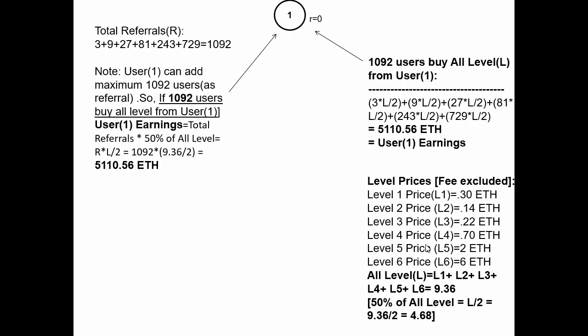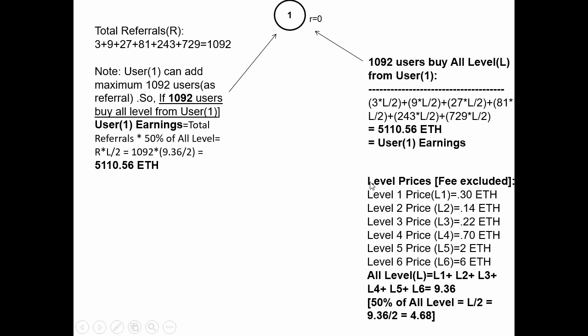This is the main slide, I believe. You know, user 1 already added to this system. So now it's time for user 1 to add new users. This user 1 can add a maximum of 1092 people. And if 1092 people buy all the levels from user 1, then he can earn a maximum of 5000 plus Ethereum.